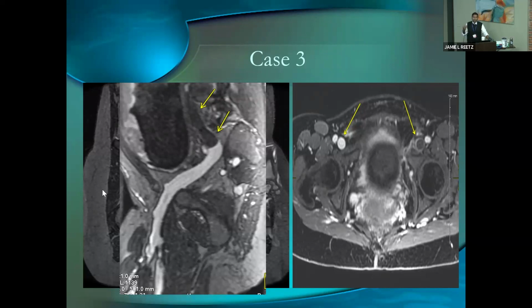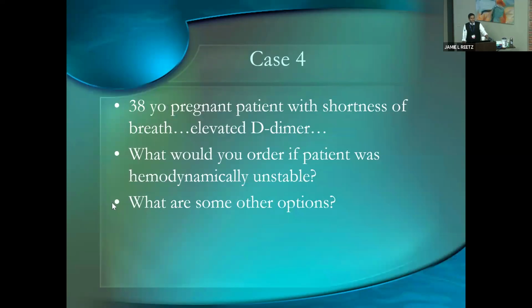And this is, again, a great use for ferumoxytol. You made the diagnosis. Tyler Pratt, that was a baller call. I don't know if he's on this phone call. The idea here is now, this one's close and near and dear to my heart: 38-year-old pregnant patient with shortness of breath and D-dimer. If the patient were hemodynamically unstable, what would you order?